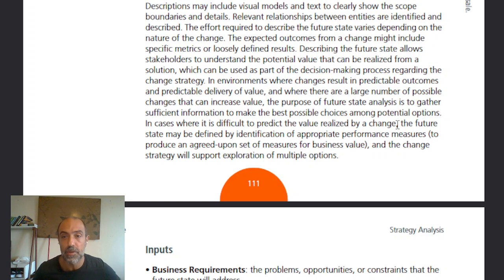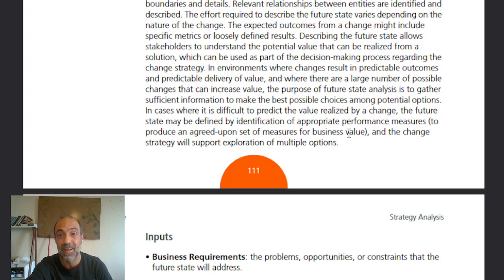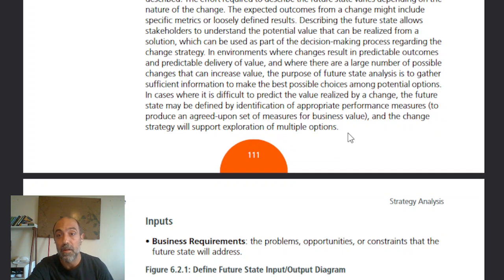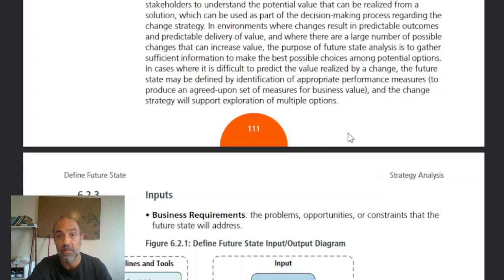In environments where change results in predictable outcomes and predictable delivery of value, and where there are a large number of possible changes that can increase value, the purpose of future state analysis is to gather sufficient information to make the best possible choices among potential options. So we keep in mind things could change, and everything that you could interact with would at the very least make some form of difference.